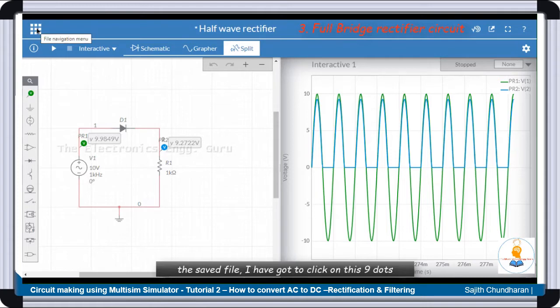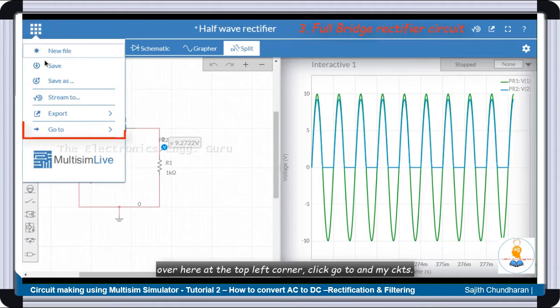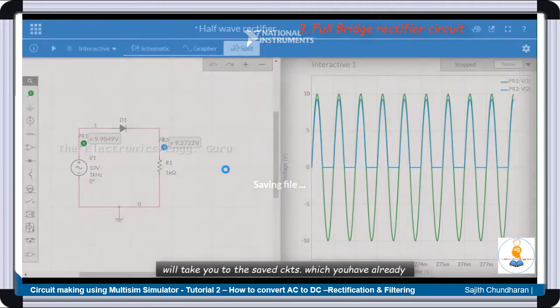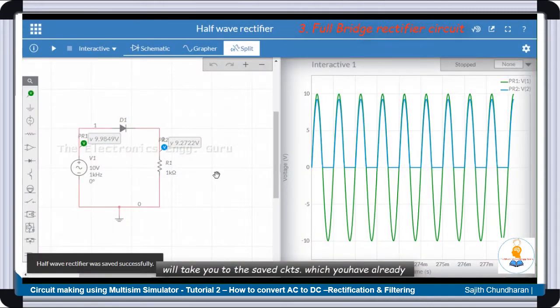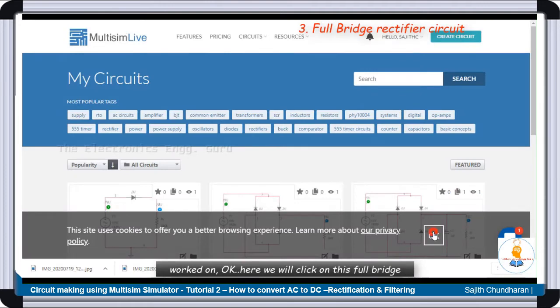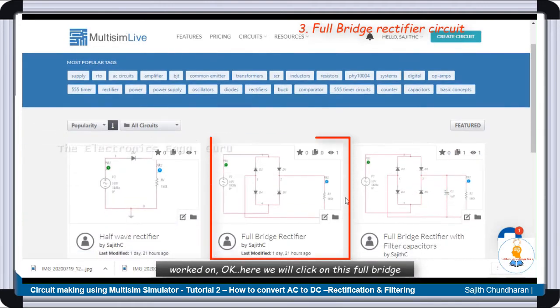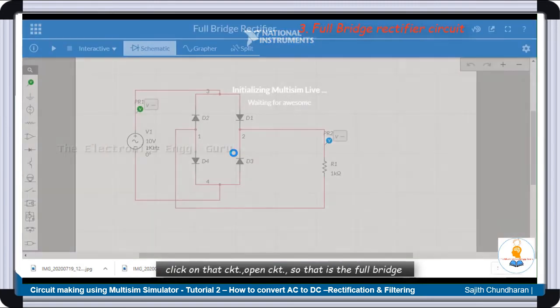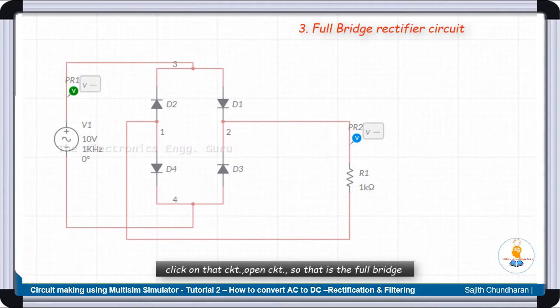So for getting the saved file, I have to click on this 9 dots over here at the top left corner. Click go to and my circuits, save. Yes, you have unsaved changes, save, and now it will take you to the saved circuits which you have already worked on. Okay, here we will click on this full bridge rectifier. Full bridge rectifier is over here. Let me click on that circuit, open circuit. There you are. So that is the full bridge rectifier.